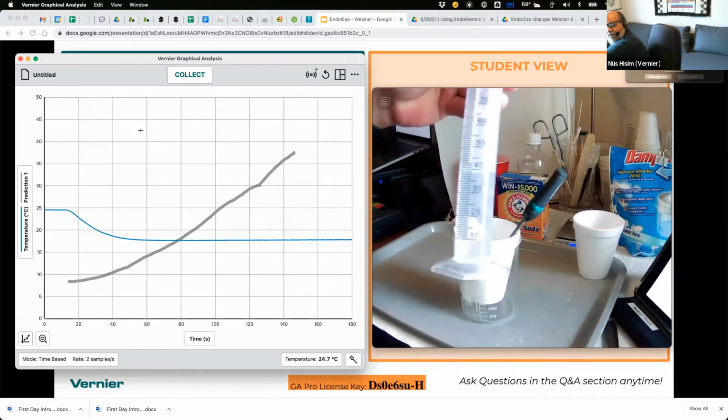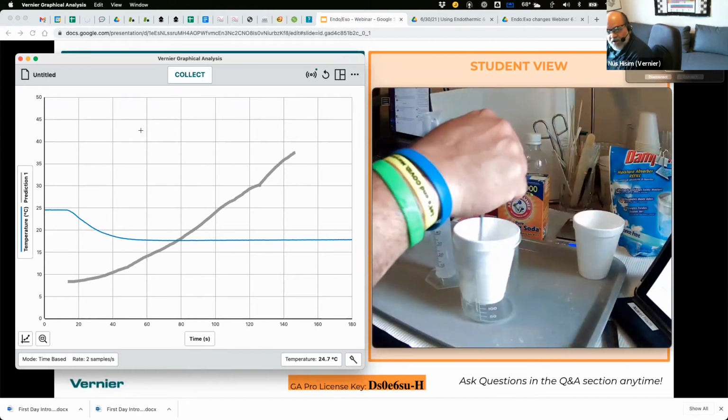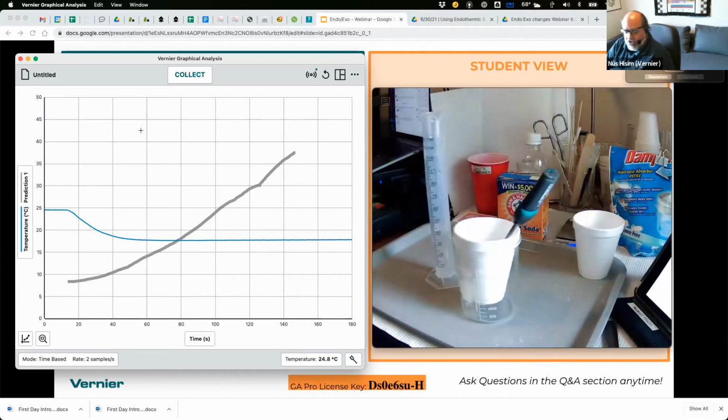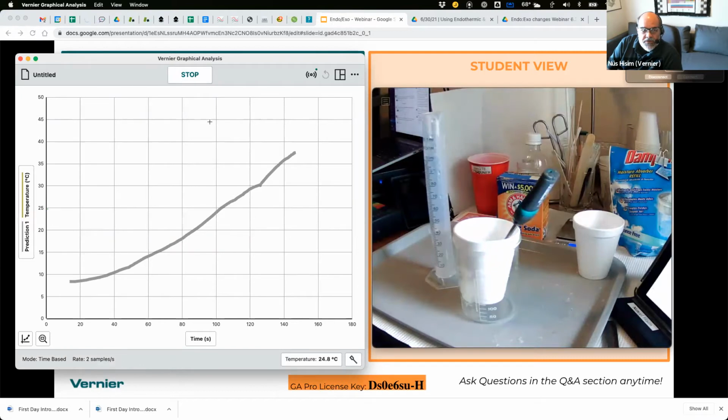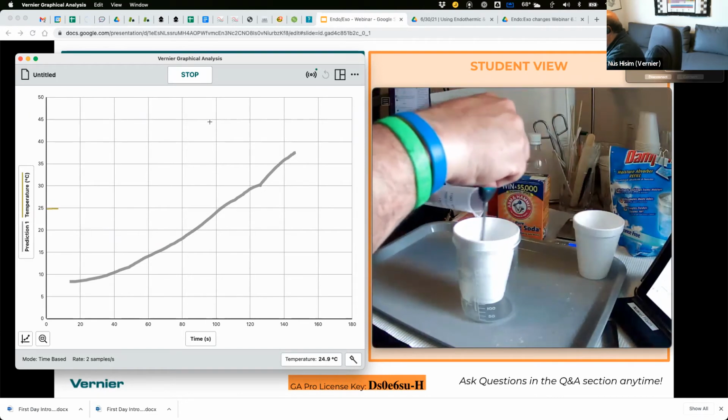So I've got my 40 milliliters of vinegar. Now let me start collecting data. Watch your screen. Here it comes. There's a little inchworm coming across. Let's put the liquid in, the vinegar.